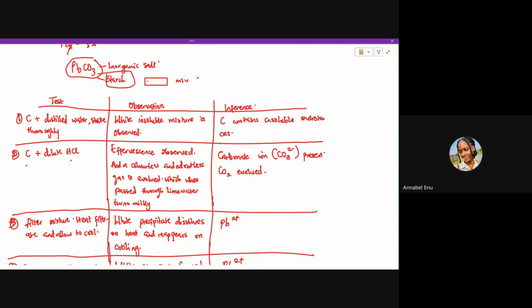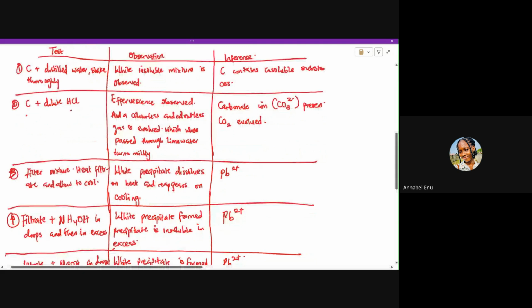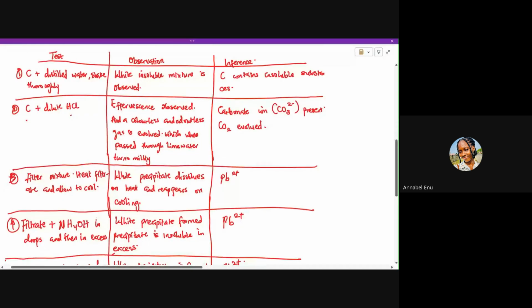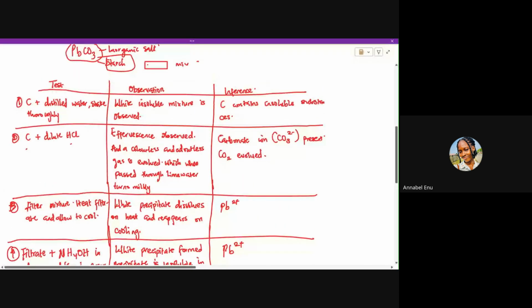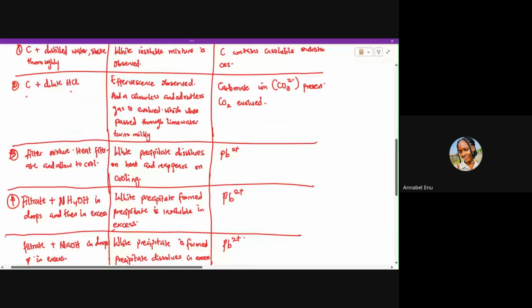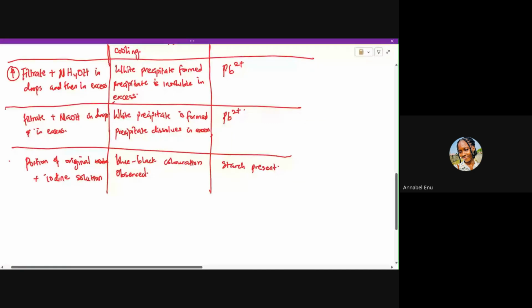So you can go and read more about different ways we can test for the presence of lead ion. Also, carbonate is usually tested by the effervescence, and also by turning lime water milky. And then iodine solution is what we usually use to test for starch.